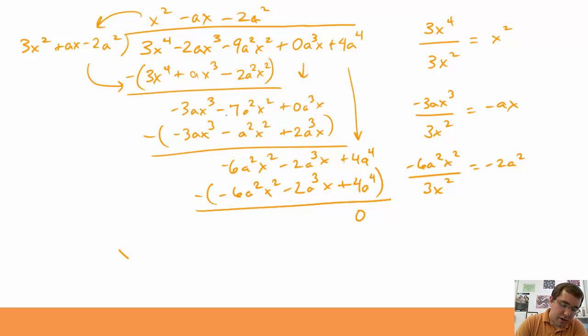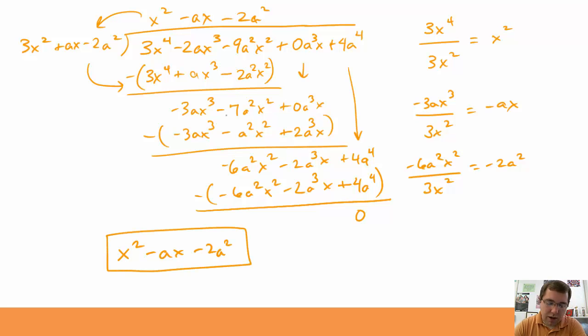So my answer is just the quotient then. x squared minus ax minus 2a squared. There's no remainder. There's a remainder of 0. So I don't need to include that. And that's my answer.